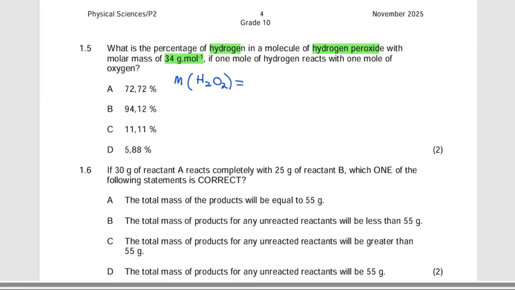Just to do the math there, we're going to say we have one hydrogen multiplied by 2, plus oxygen, which is 16, multiplied by 2. Therefore, if we add there, we're going to get that value, which is 34 grams per mole. Then after that, we're going to proceed.